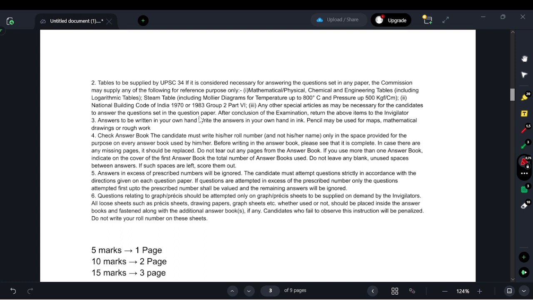This time the competition is cutthroat, because the vacancies are very few. I am not demotivating you, but you have to practice. Practice will make you all perfect, and I wish you all clear this examination.